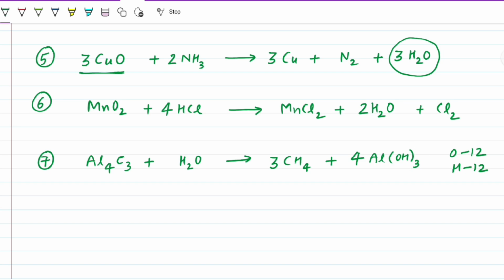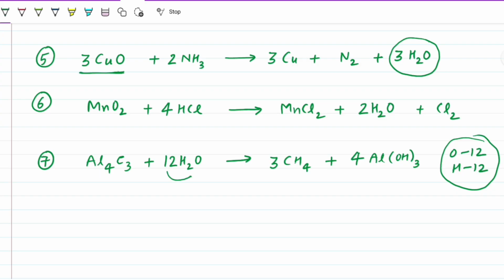So carbon is balanced, aluminium is balanced. Next is balance oxygen. On this side we have H2O, only one oxygen. On this side we have calculated 12. So to balance oxygen I will write 12 in front of H2O. So oxygen is balanced. Next is hydrogen.